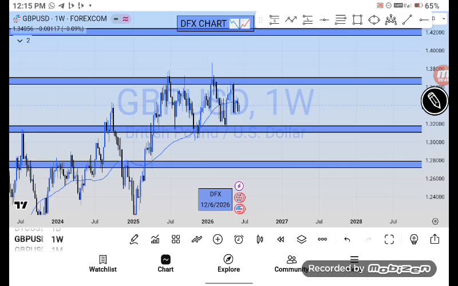So that's actually how to draw your support and resistance level. Very simple. You don't need any magic to do it. Just focus on the obvious levels. All right, the obvious levels.